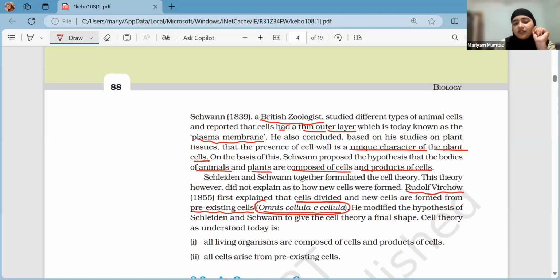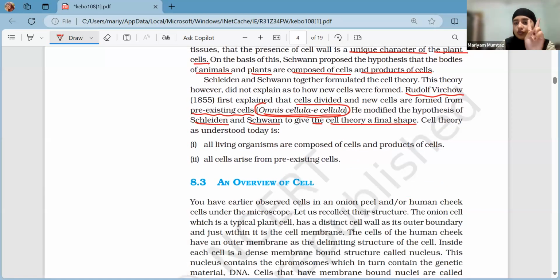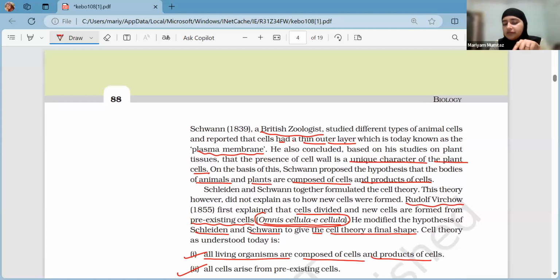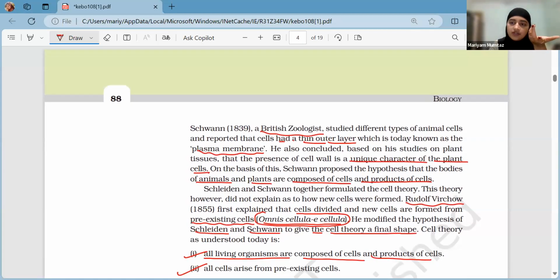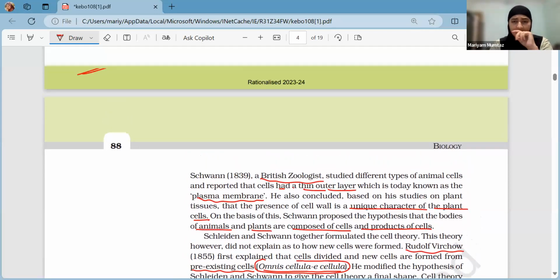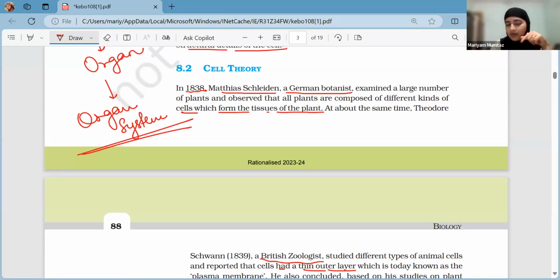He modified the hypothesis of Schleiden and Schwann to give the cell theory a final shape. Now, we have two proponents in the cell theory. First is that all the living organisms are composed of cells and products of cells. Secondly, all the cells arise from the pre-existing cell. So that is your cell theory, which was given by Schleiden and Schwann. Even though Rudolf Virchow gave such a huge contribution to their theory, his name is nowhere seen. Whenever you hear cell theory, you will hear Schleiden and Schwann. Now, one thing to remember here is which one of them is British, and which one of them is German.